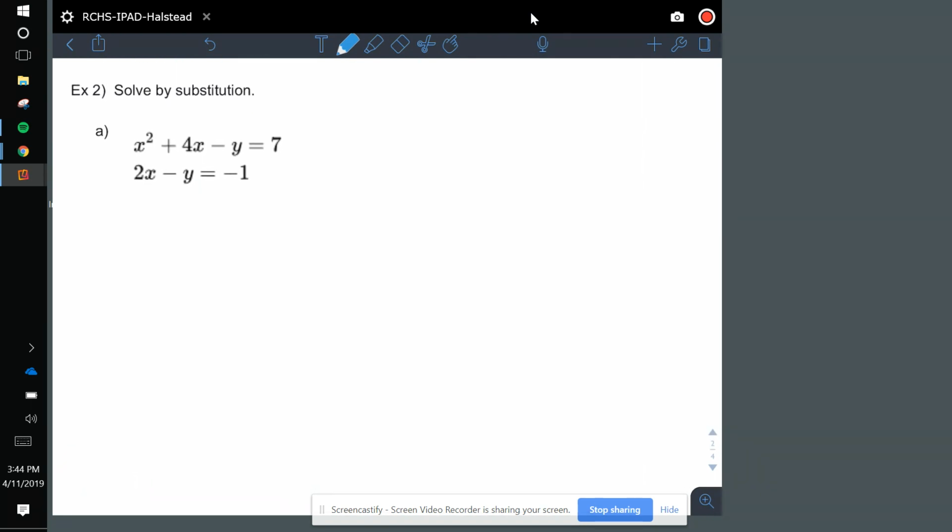So let's go ahead and get started with the substitution example. If I have x squared plus 4x minus y is equal to 7, and 2x minus y is equal to -1, I'm going to look at the top one and say that is a quadratic, and the bottom is some kind of line. So just like before, we could intersect one time or 2 times. I could have a parabola intersect 2 times, I could have it intersect 1 time, or I could have it intersect no times. So we'll see what happens.